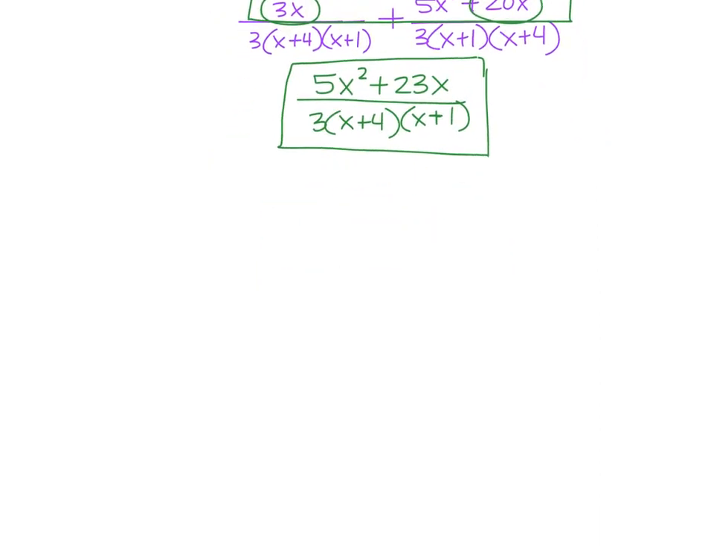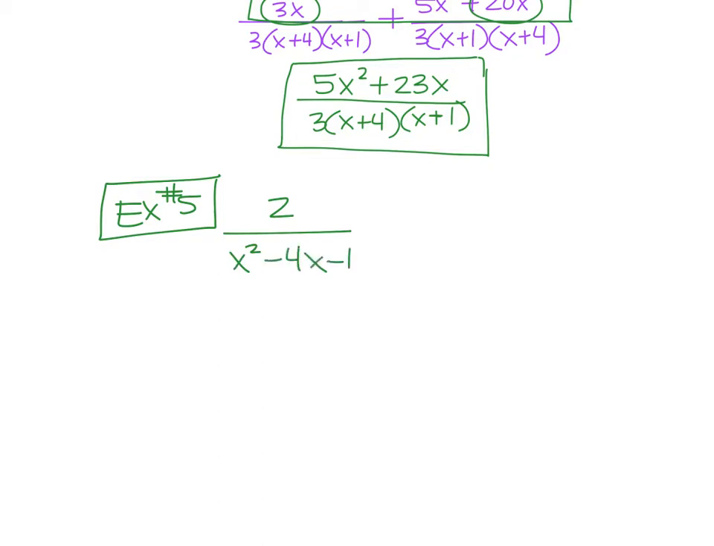Okay, let's do another. Example number 5. You have 2 over x squared minus 4x minus 12 plus 3 over 4x plus 8. Okay, what do you suppose we should do first? Got to get a common denominator by factoring. So we're going to start by factoring here.